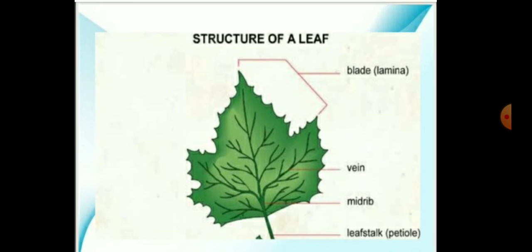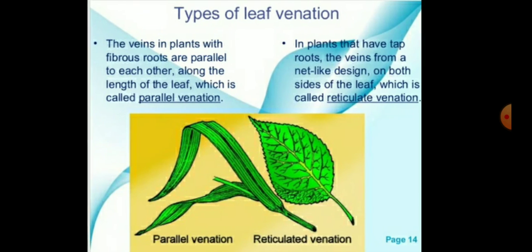Children, this is the structure of a typical leaf. There are thin veins present in the leaf blade, or we can say the lamina part. The midrib is called the main vein, and small veins arise from the midrib part. According to the veins, there are two types of venation present: parallel venation and the reticulate venation, and the leaf stalk is called the petiole.